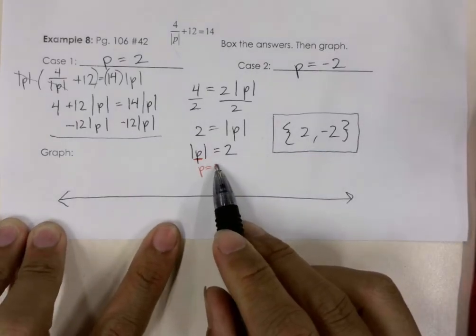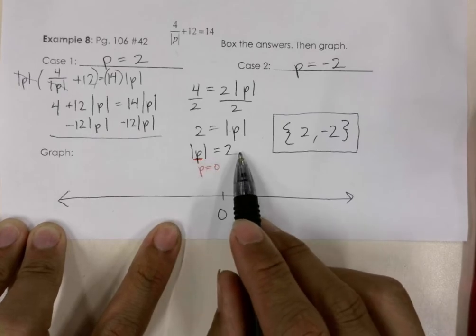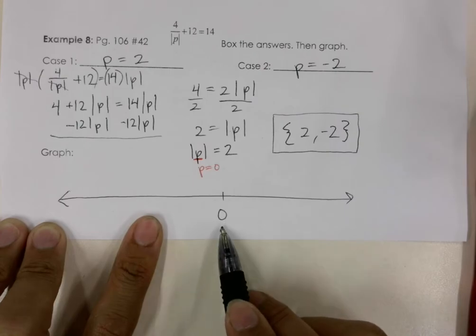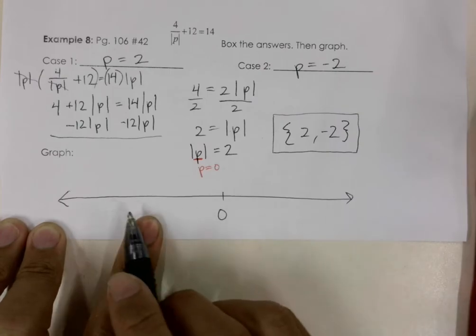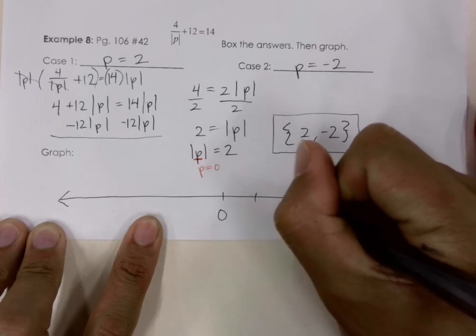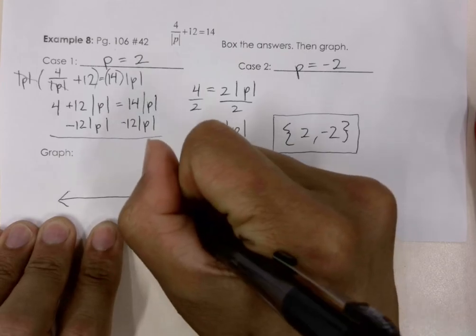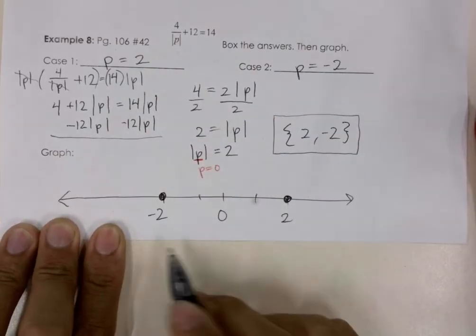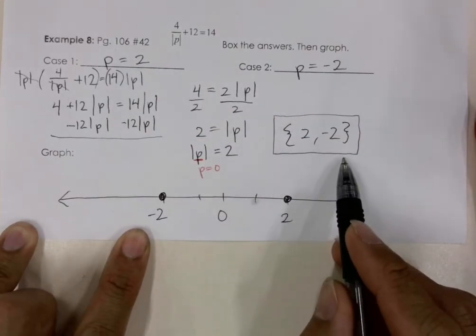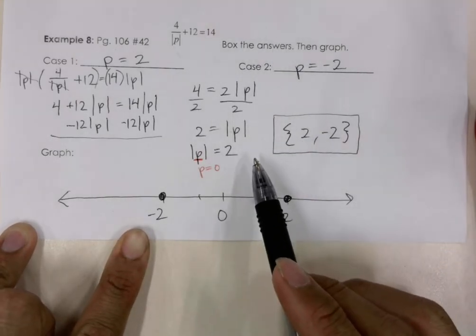So what is this asking? What value is 2 units away from 0 on the number line? On the right side, it's going to be 2. And on the left side, it's going to be -2. Okay. And that is the solution we got by completing the problem algebraically.